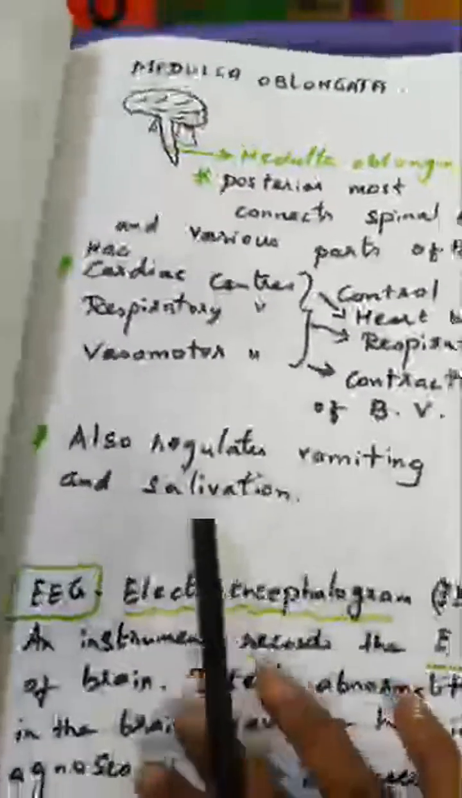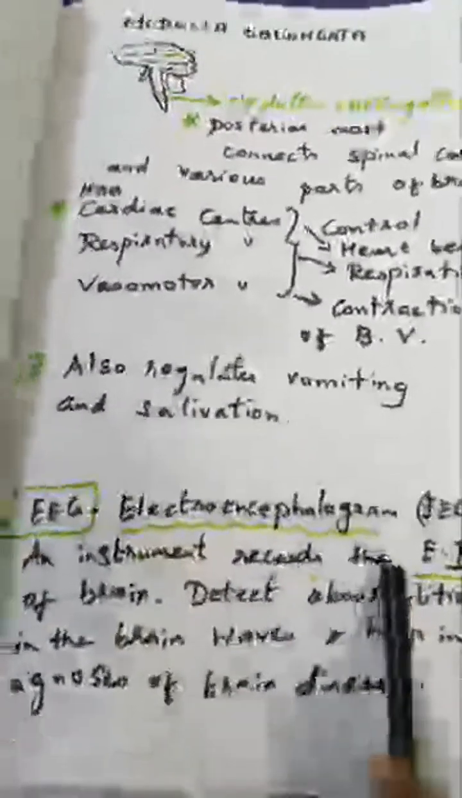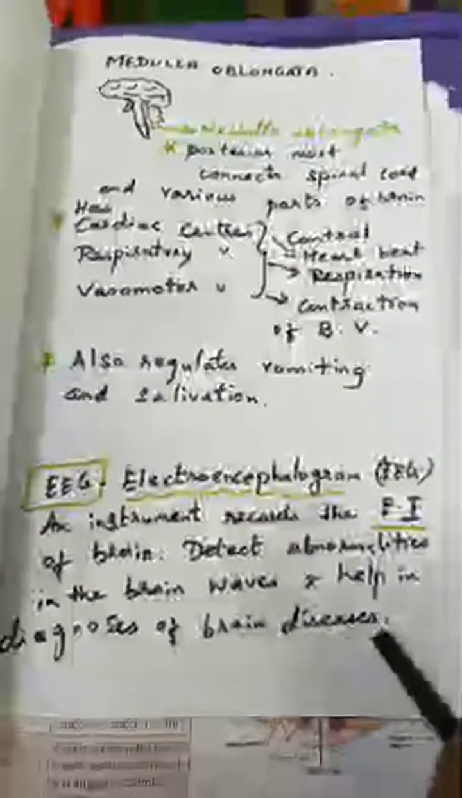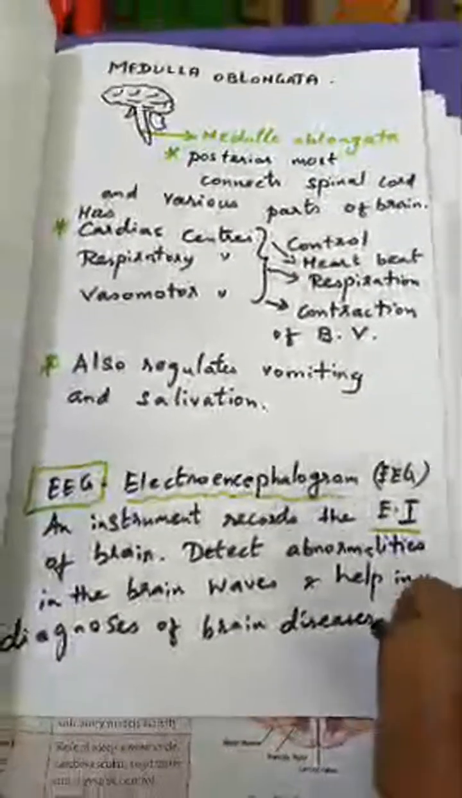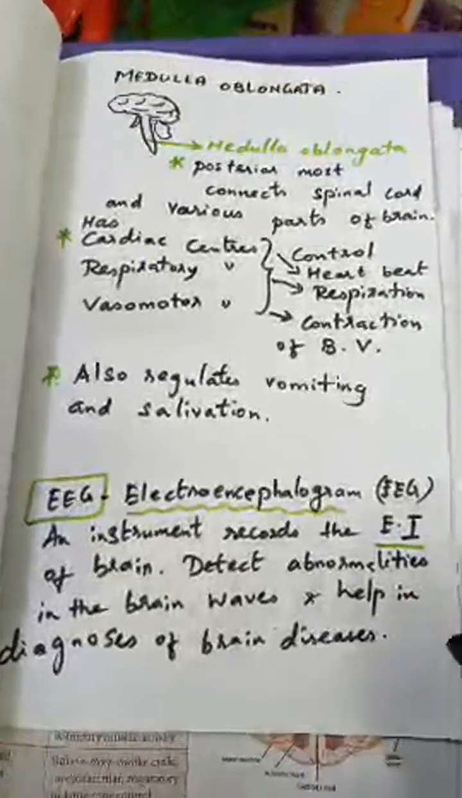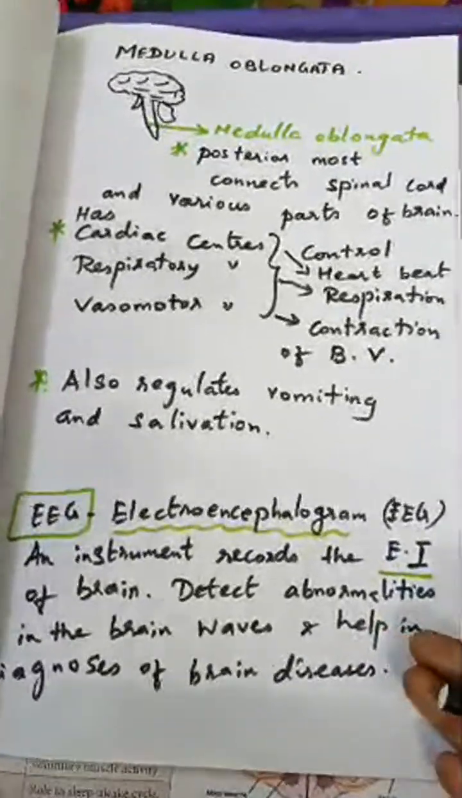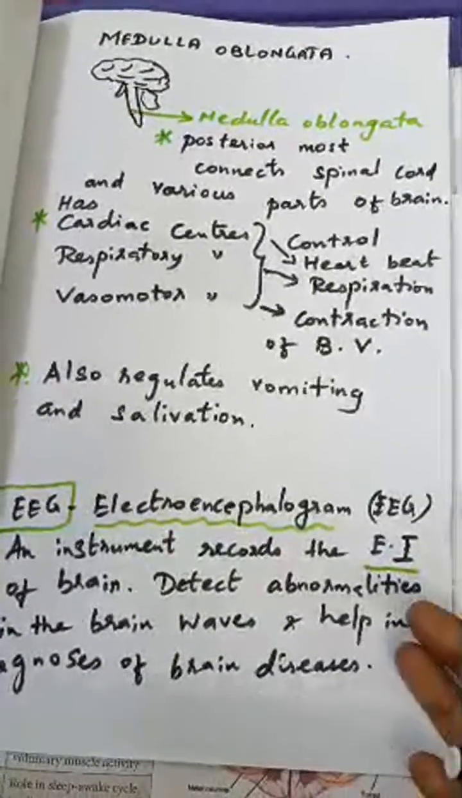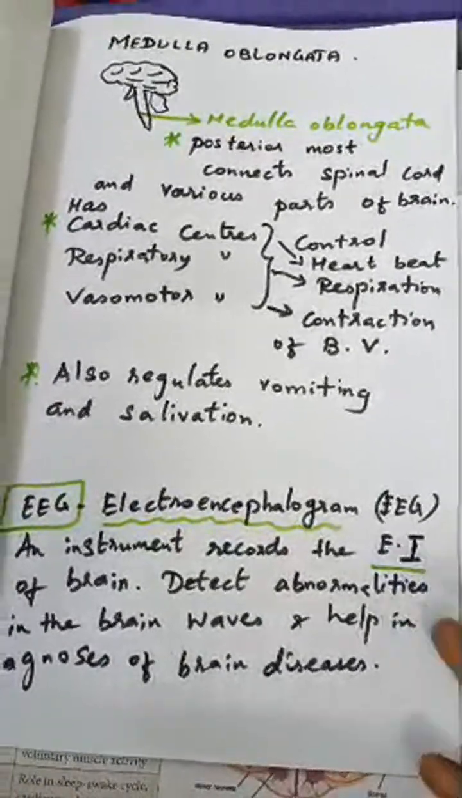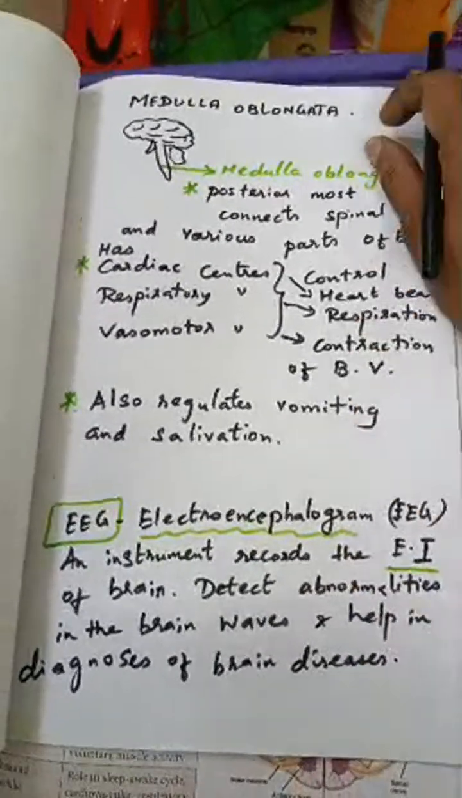And the next is the electroencephalogram, an instrument which is used to detect the electrical impulses of the brain through the waves obtained. The doctors arrive at the conclusion of the treatment and then give it accordingly. So that's what we studied in this session.